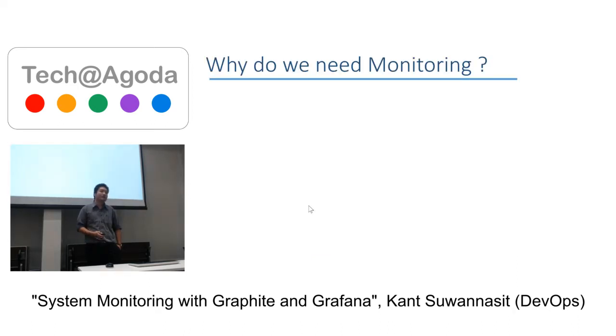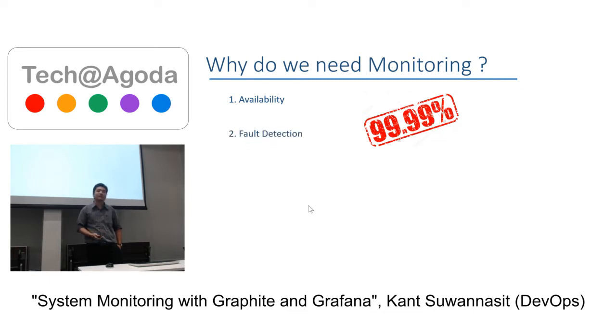And why do we need to monitor? First of all is the availability of our system. Is it down, up, or not? The second is failure detection. If we do not monitor and one day our server goes down, we cannot detect it. Imagine in a big system, we do not have only 10 servers, we have 100, 1,000. When one has failed, how can we detect it if we are not monitoring the system?